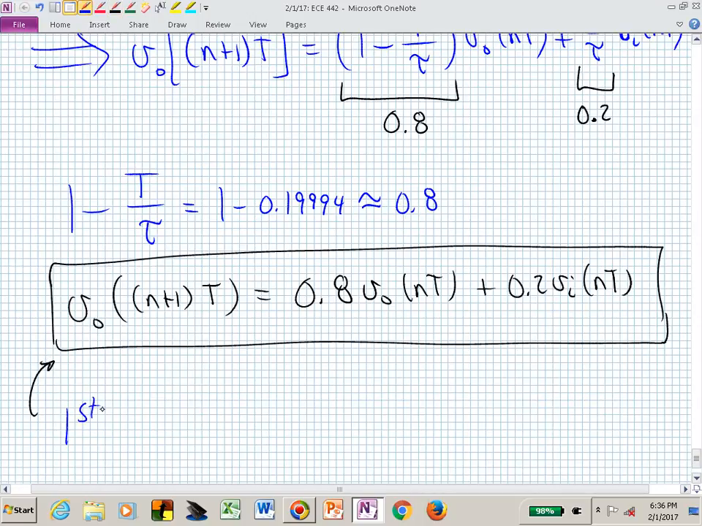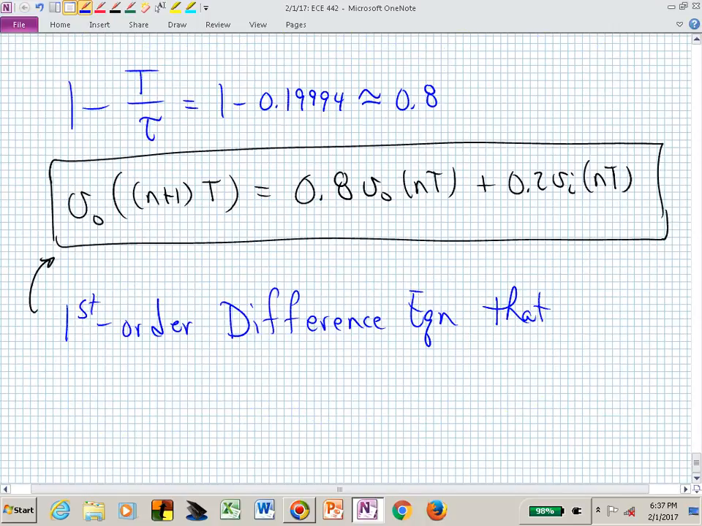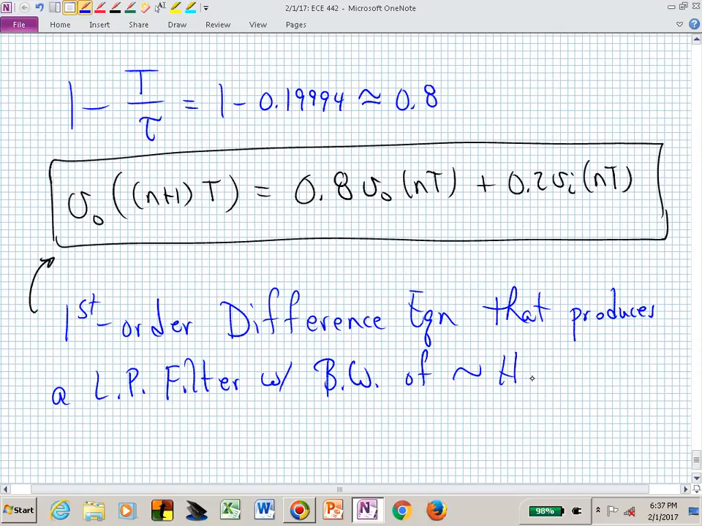This is now a first order difference equation that actually produces a low pass filter characteristic, a low pass filter with a bandwidth of approximately 100 hertz. How hard is that to implement?